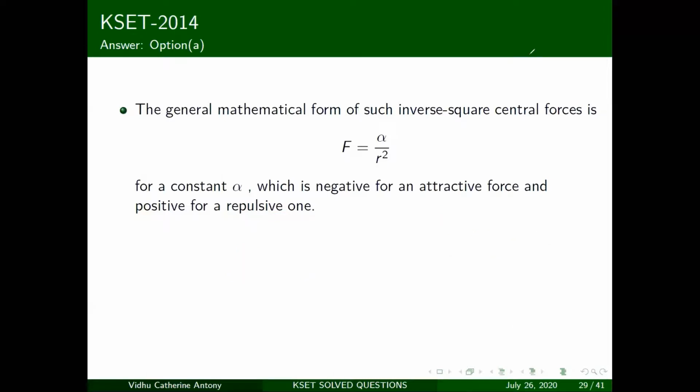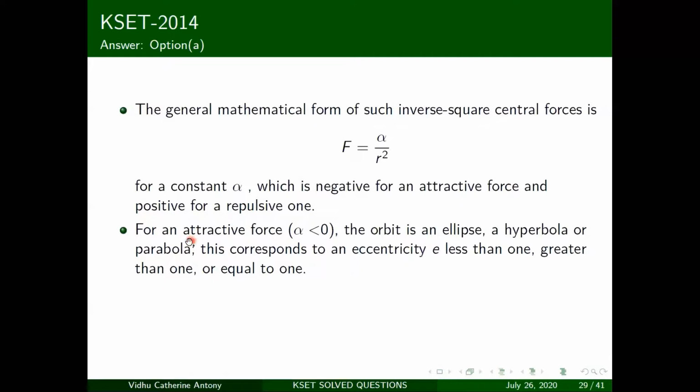So let's move on. Whenever you have an attractive force, you're going to get three types of conic sections, which are the ellipse, hyperbola, or parabola. Whenever you have a repulsive force, that means you have a positive force, and you're going to end up getting a hyperbola. These values basically depend on the energies associated with it. If required, I can describe the derivation for you.